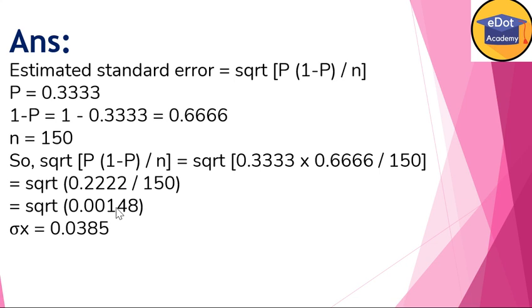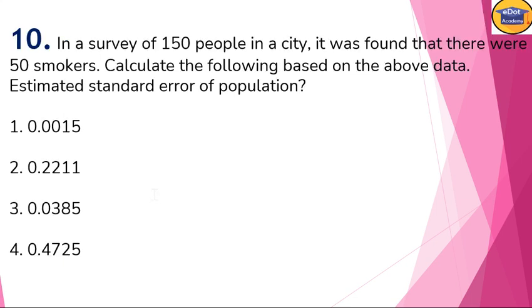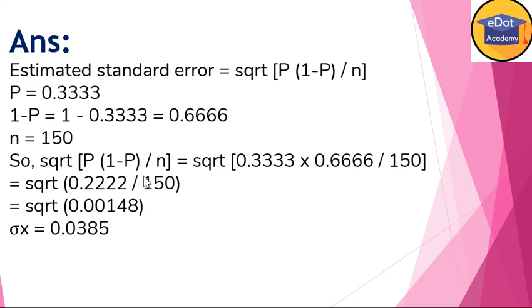First you multiply, then take the square root. So we get the standard error sigma x equal to 0.0385. Okay, so option 3 is correct here. You must remember the formula of standard error: square root of p into 1 minus p divided by n. After calculating p(1 minus p) divided by n, you take the square root, and we get the standard error. And this standard error is used for this variation also. We'll see the next question also here.